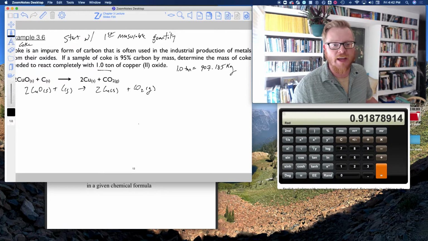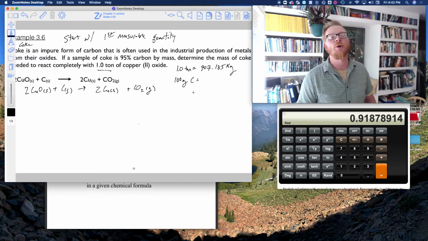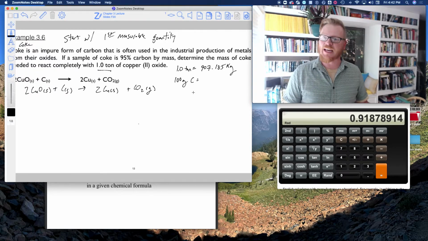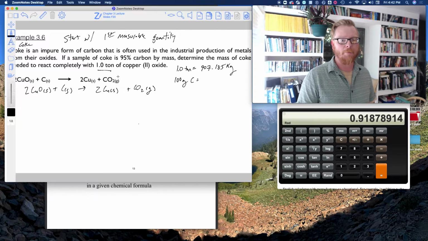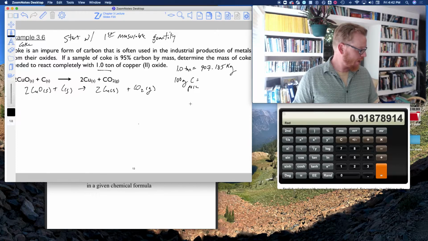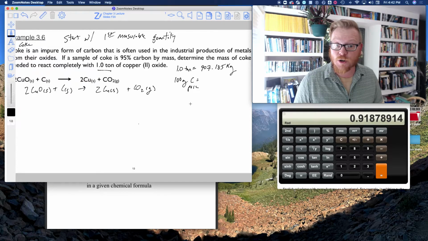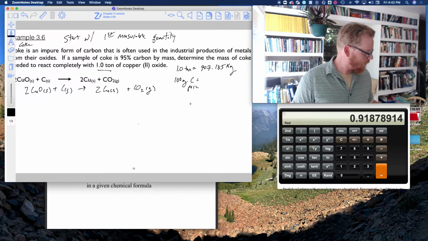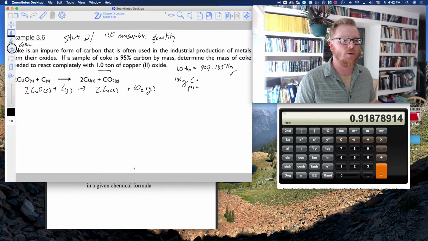And I also want to say, this is another thing I want you to start getting used to when you see percentages, like percent by mass or percent by volume. Okay. So coke is 95% carbon by mass. So suppose I had 100 grams of pure carbon. Oops, I wrote this backwards. Okay, sorry about that.